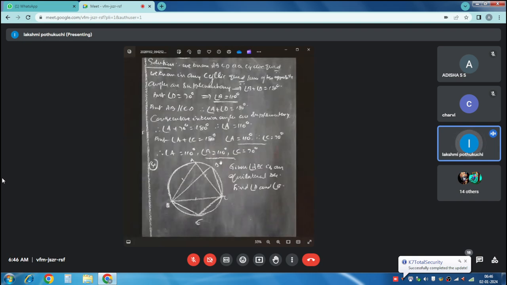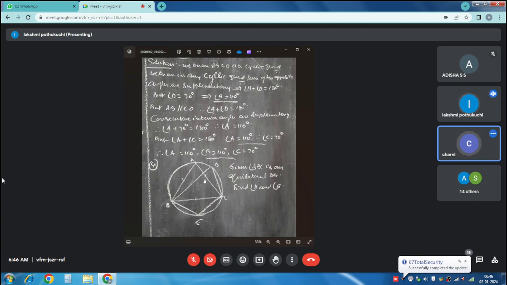Children, now the fourth problem. This is also an application. Given triangle ABC is an equilateral triangle, so AB is equal to BC is equal to AC. Marking is given. Then what about angle A, children? 60 degrees. When angle A is equal to 60, what is angle D?